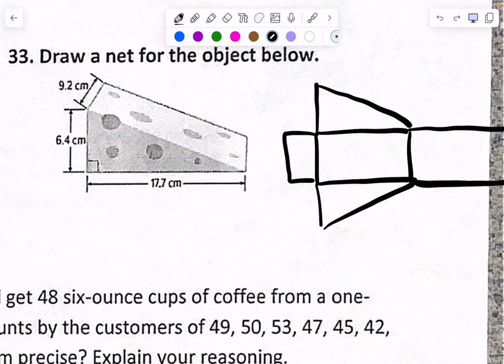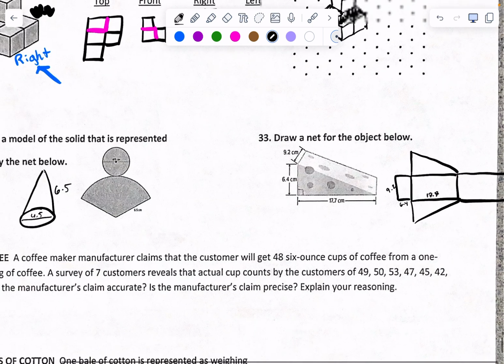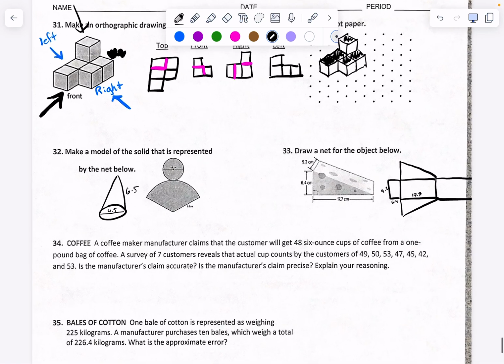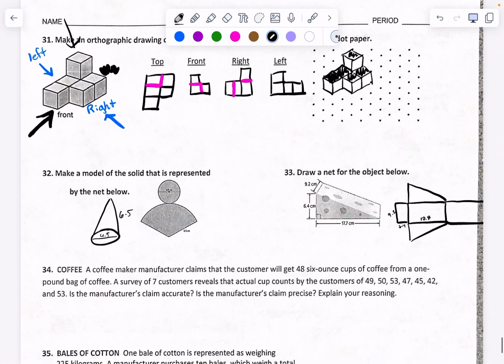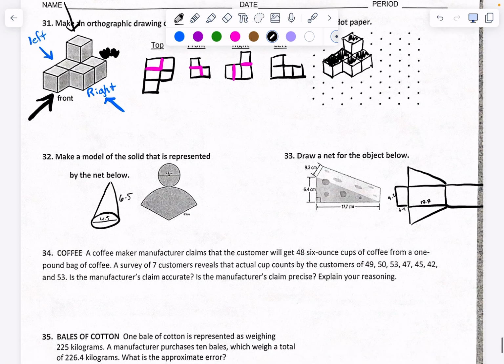Besides the wrong place, right? So this is 17.7. This length here is 6.4. This length here is 9.2. Yeah? All those things? Do we have to solve for the one edge that is not? No. Okay? Good? Yep. All right, beautiful.